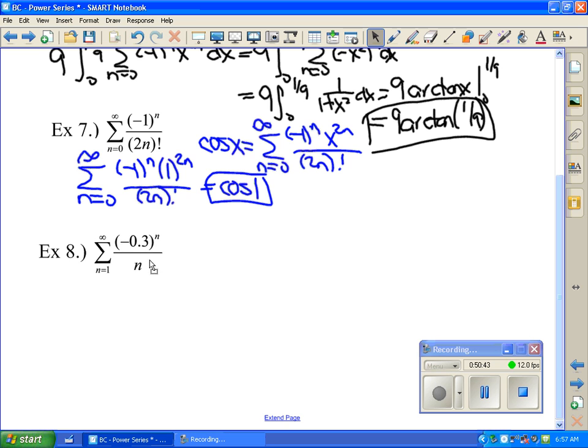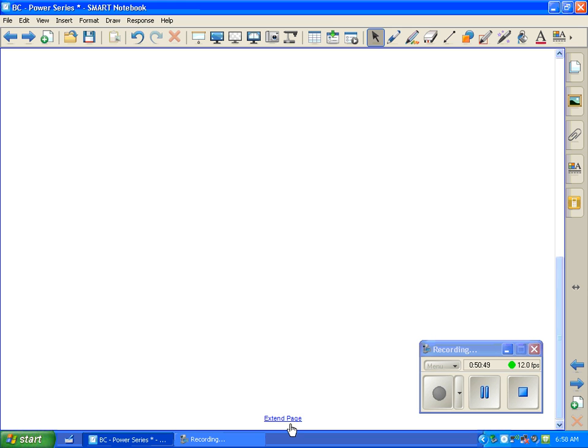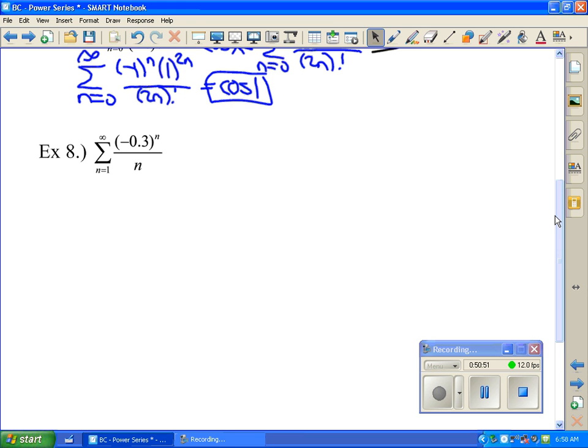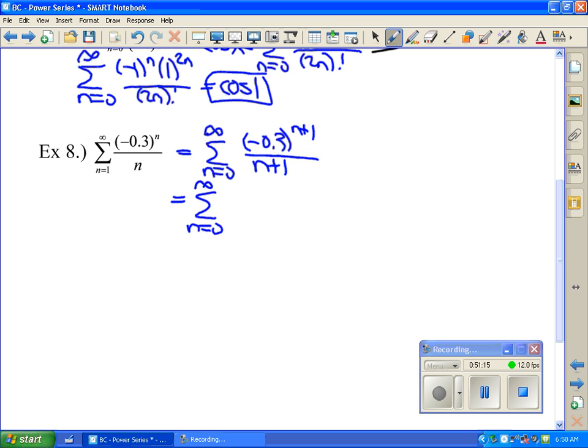All right, let's look at one last example. So here I have the sum of negative 0.3 to the n, all over n, with n equals 1 to infinity. Now all of our series have started from 0, so I'm going to rewrite this as n equals 0 to infinity. That means I need to change my indexes here: negative 0.3 to the n plus 1 over n plus 1. Because if I move the index down by 1, I'm going to have to bump all my expressions up by 1. Now if I separate this out, this becomes n equals 0 to infinity, negative 1 to the n plus 1, 0.3 to the n plus 1, all over n plus 1.